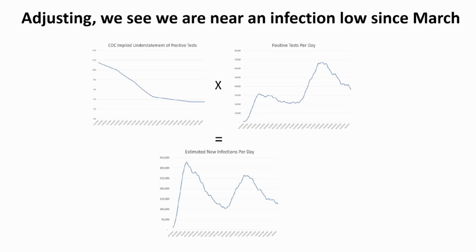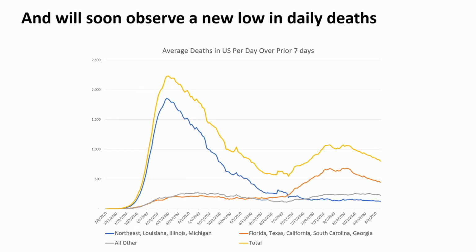So what's the implication? Well, if we take the number of cases from the graph before and we multiply it by the degree to which cases understate infections over time, we can estimate the number of infections over time. And what we see is that the peak of infections in July and August was lower than the peak of infections in March and April, and that we're nearing a new infection low. The pattern of infections once estimated also looks similar to the pattern of US deaths.